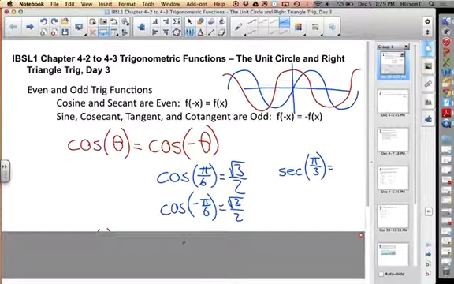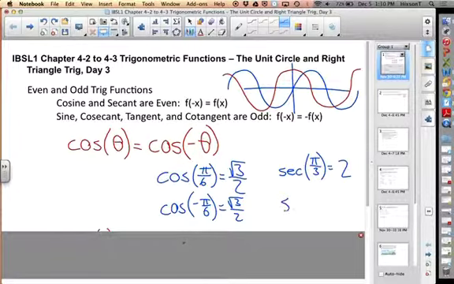Now, what would the secant of pi over 3 equal? Secant's 1 over cosine, right? So what's the cosine of pi over 3? A different angle this time, pi over 3. It's the same as 60 degrees. Cosine of pi over 3 is 1/2. So the secant is the reciprocal of 1/2, that's 2.